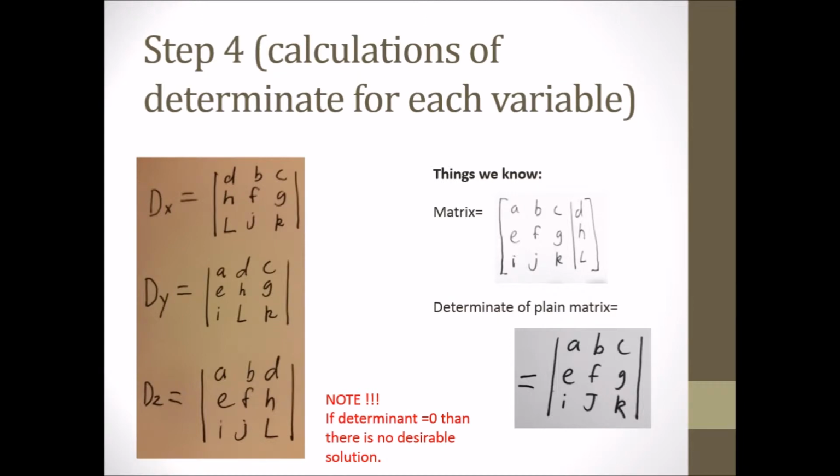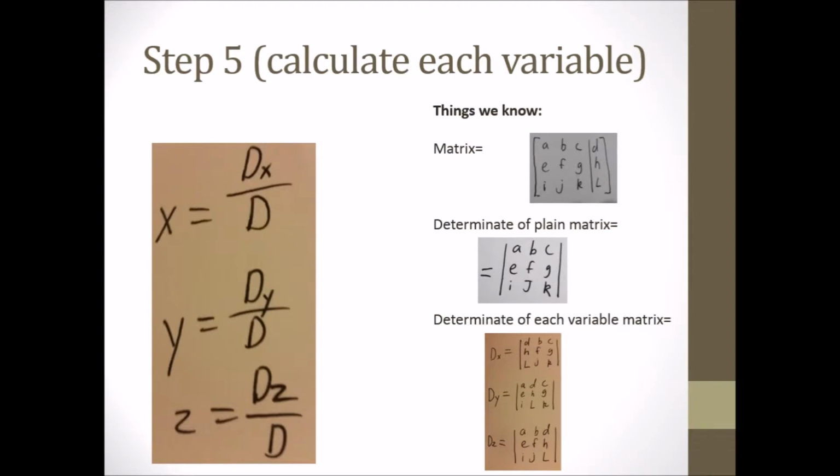So for the determinant x, you replace the x column with the constants, and with the determinant y, you replace the y column with the constants. You leave the other columns the same. And finally, step 5. This is where we find out the answer. So basically what we do is we just put the determinant of the variable over the plane determinant for every variable. For x, for example, it'll be dx over d, and then you just do it for the other one. So now you have the answer to the equations.